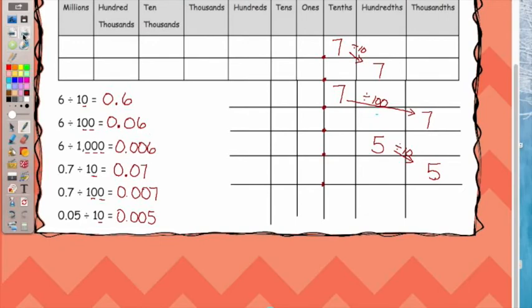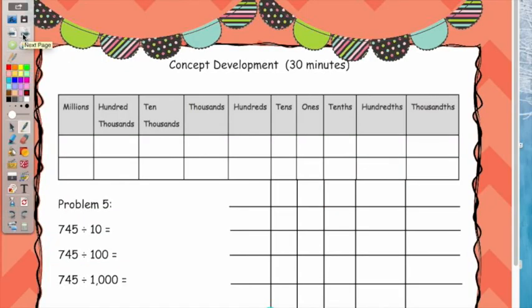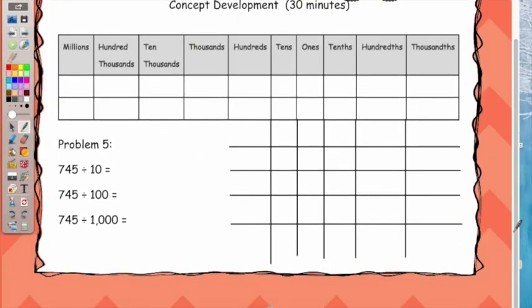Okay, let's look at the next one. We're doing great on time. Okay, we're dividing by 10, 100, and 1,000 again. But what's different about these problems? The bigger numbers? Alexia? They have a whole number and a decimal. Well, the answer will have a whole number and a decimal, you're right. But let's start with 745. And we're going to divide that by 10.